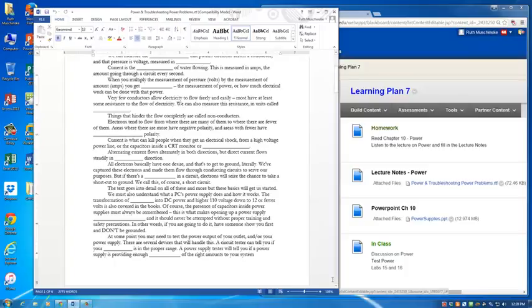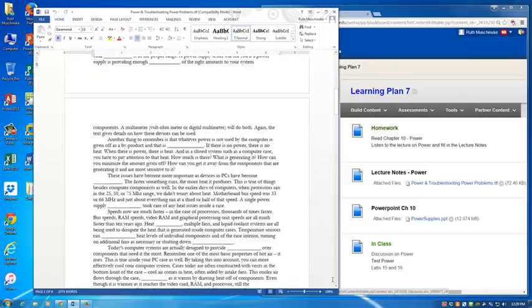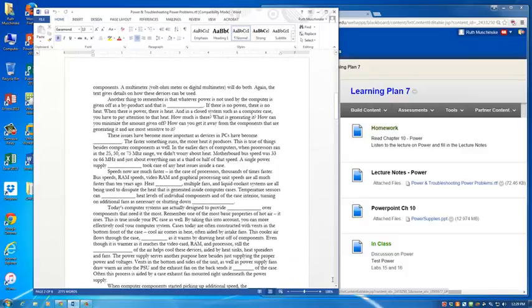At some point, you may need to test the power output of your outlet and/or your power supply. There are several devices that will handle this. A circuit tester can tell you if your AC is in the proper range. A power supply tester will tell you if a power supply is providing enough power of the right amounts to your system components. A multimeter, otherwise known as a volt-ohm meter or digital multimeter, will do both of these tasks. Again, the book gives details on how these devices can be used.